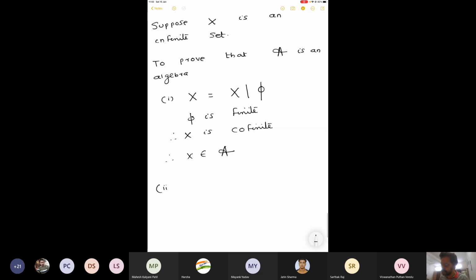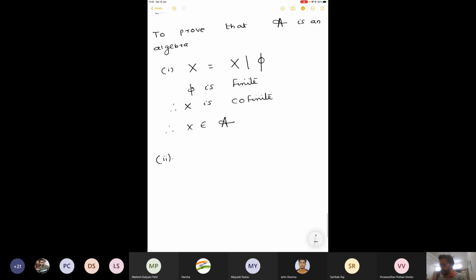Second. For second, what should I do? If A is in A, I have to prove that A complement is in A. So let us start with: let A be in A. By the immediate definition of script A, you can say that A will be either finite or cofinite. Then A is finite or A is cofinite, that is, X minus A is finite.